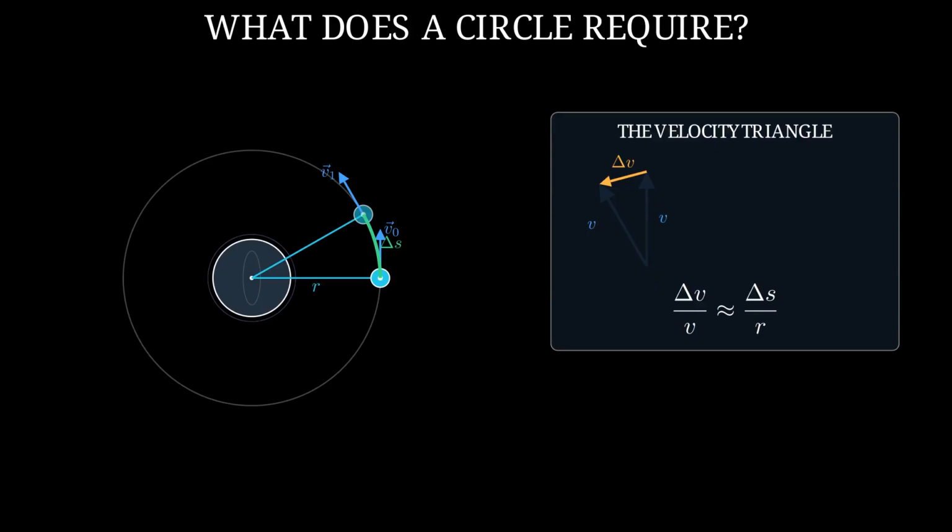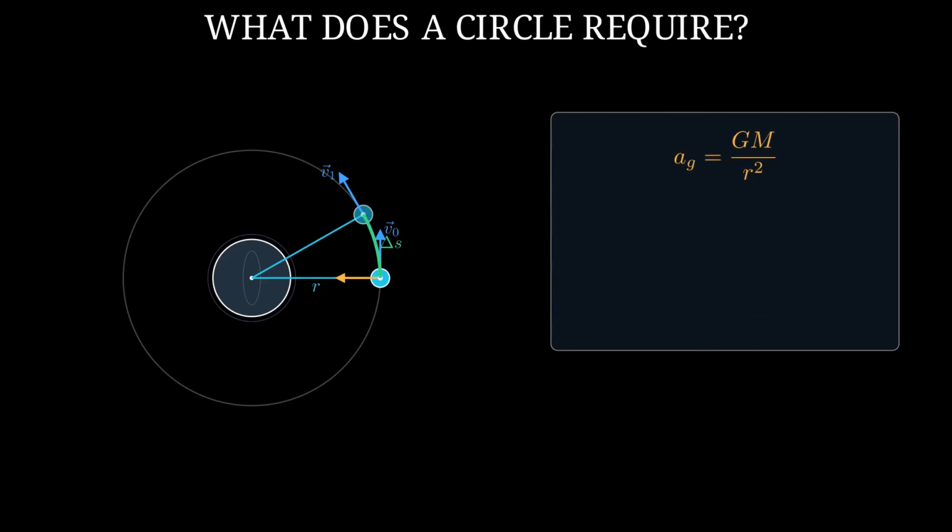The similar triangles say that the change in velocity divided by the speed matches the arc length divided by the radius. The arc length is the speed multiplied by the short time interval. After dividing by that interval and letting it shrink, the required inward acceleration is the speed squared divided by the radius. This expression describes the curvature requirement. It does not introduce a separate interaction named centripetal force.